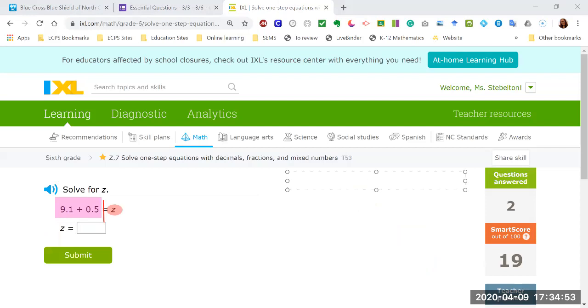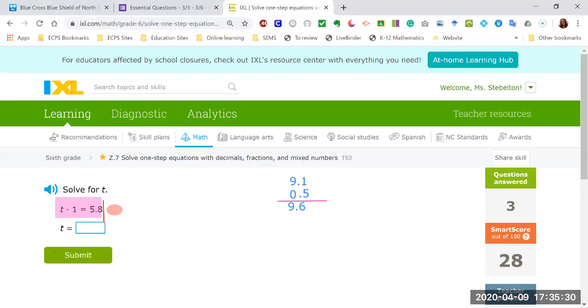So 9/10 and 5/10 together would give me 9 and 6/10 if I add those up. So really, you can't see it there, but I was adding there. So when I put this in, I should get 9 and 6/10.